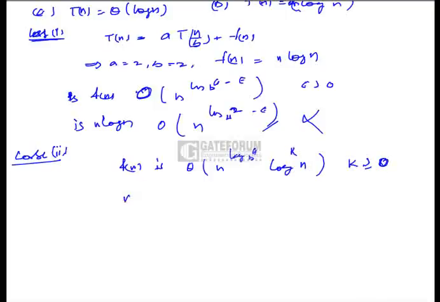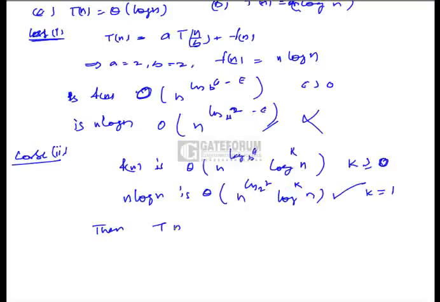So here f of n is n log n, which is theta of n power log 2 to the base 2 into log n power k. Here if k is equal to 1, this condition is satisfied. Then T of n will be theta of n power log a to the base b into log n power k plus 1.